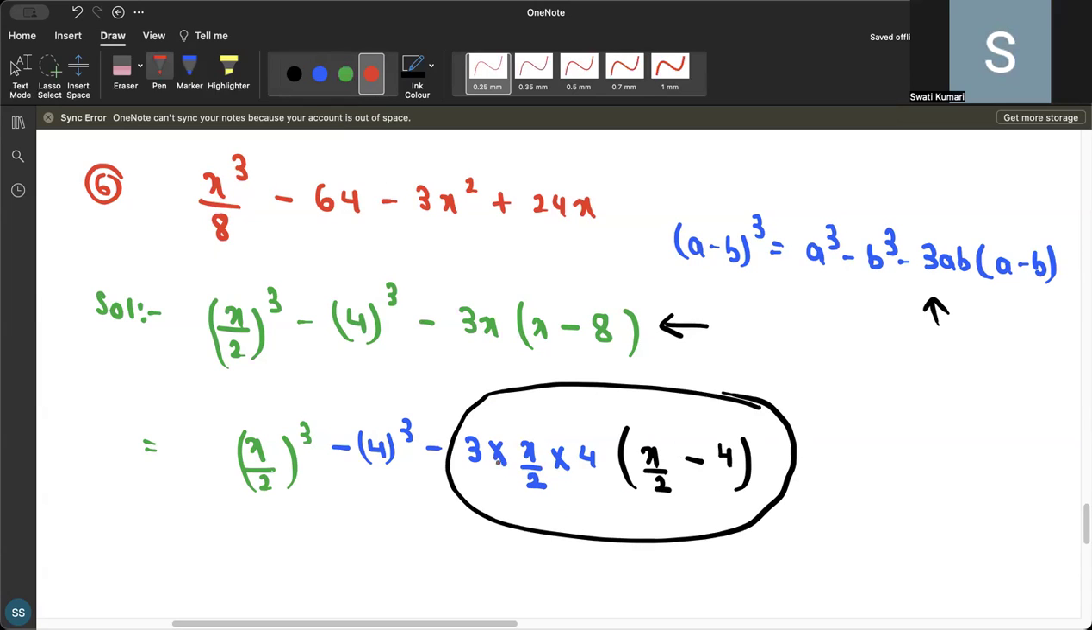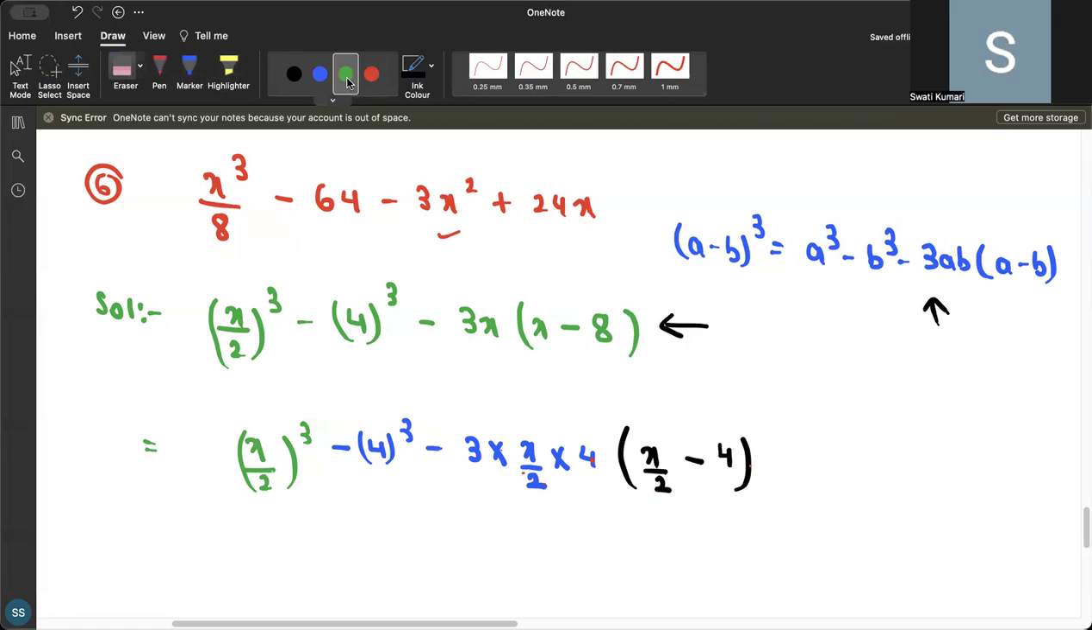This part is 3 into x by 2 into 4 into x by 2, right? So that will become nothing but 2 times 2 is 4, and 4 and 4 will get cancelled, and 3x squared. See, we have the 3x squared. And then this multiplied by this will become 24x, because 2 times 2 is 4, and then 4 times 2 is 8, 8 times 3 is 24. We are getting it, right?